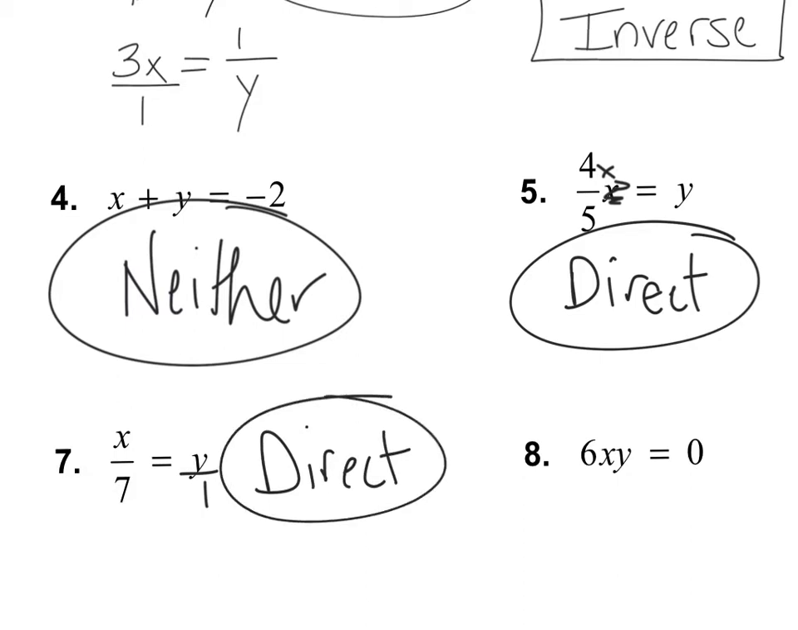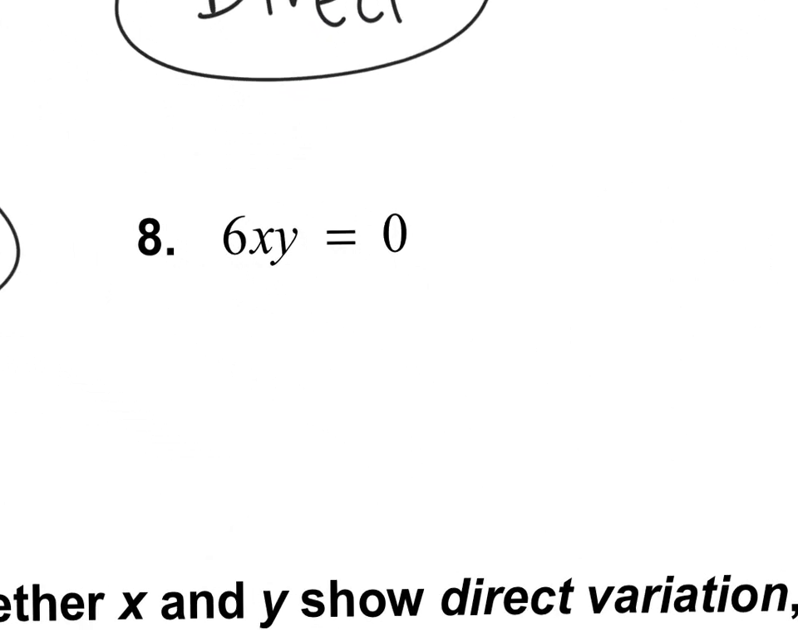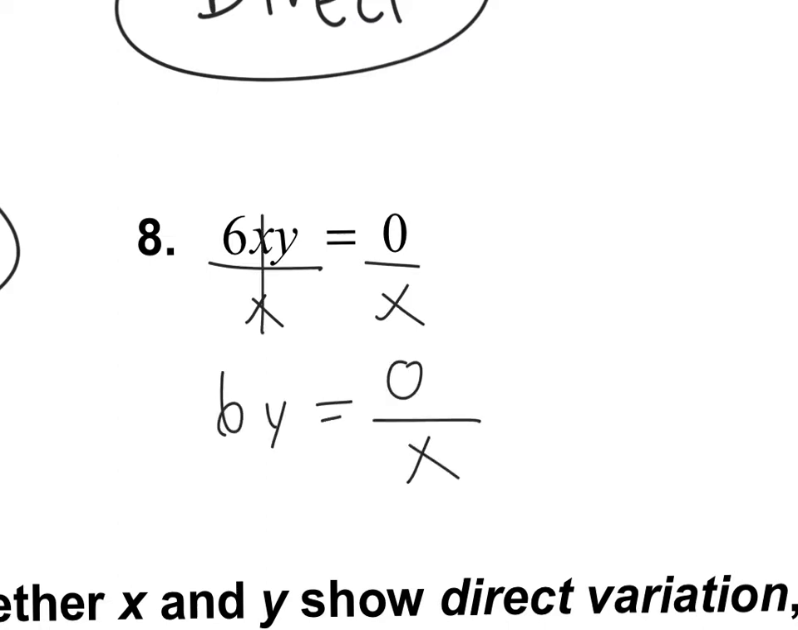A lot of people get confused, like they see a problem like number 8, and they think, oh look, they're even with each other, so this must be direct. But they forget that the x and the y have to be on opposite sides of the equal sign. So I do have to move one of these. It doesn't matter which one. I can move the x over here. So I have 6y equals 0 over x. So they are on opposite sides of the fraction line, making this inverse.